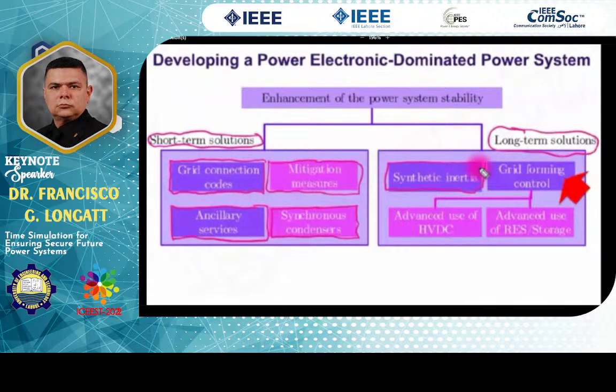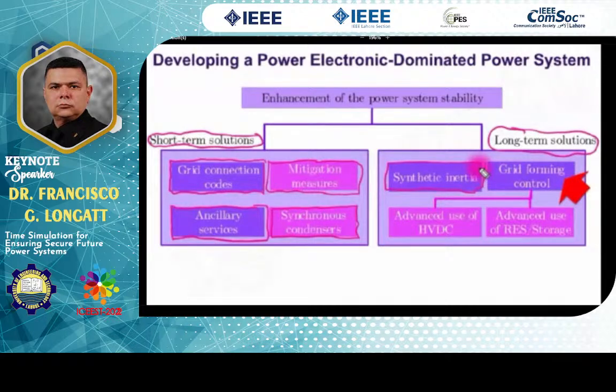For that reason, the other possible solution for solving the problems related to power electronic dominated systems is, of course, using the converter. Many people say that the converters are the problem. In my opinion, I would like to say that the grid forming power converter is probably the solution that we are looking for.